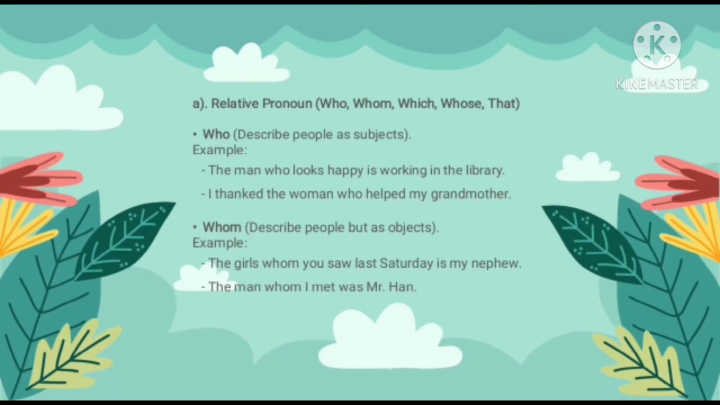Next, relative pronouns are who, whom, which, whose, and that. Who describes people as subject. Example, the man who looks happy is working in the library. I think the woman who helped my grandmother.